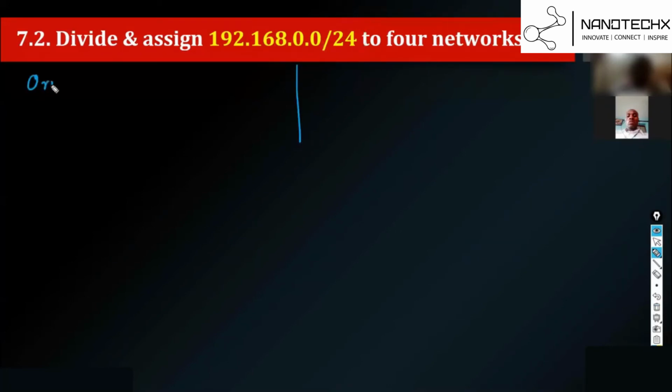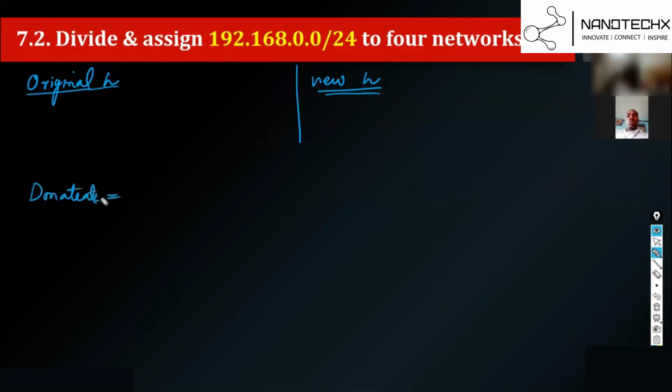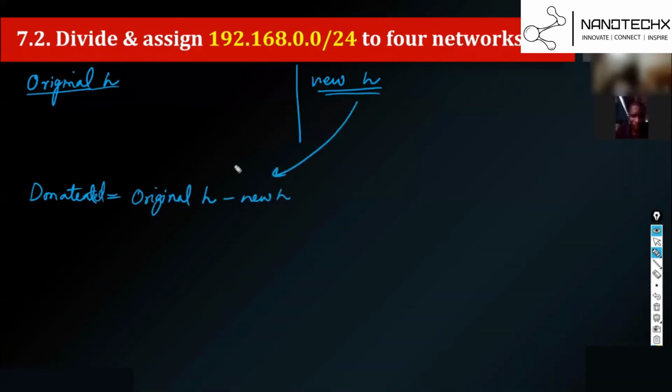So original H, and we have to find the new H. It means we have to find how many hosts they are requiring now. Once we find this one, it becomes very easy, because we have to find the donated bit, and the donated bit is equal to original H minus new H. These are some formulas. So you find this one here, place it here, then you will find how many bits need to be changed. Once we know, we can change it easily.